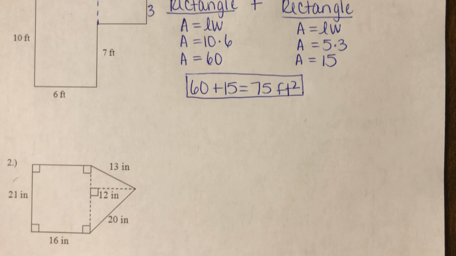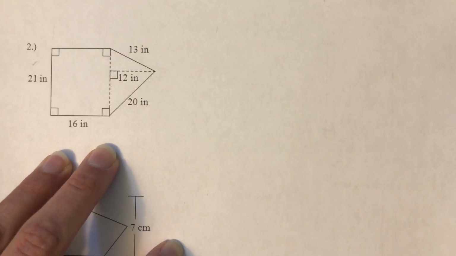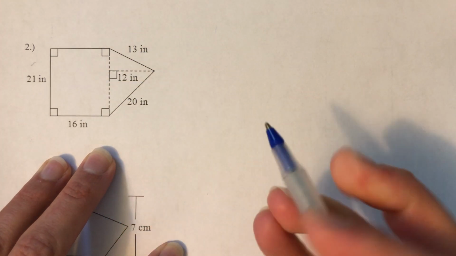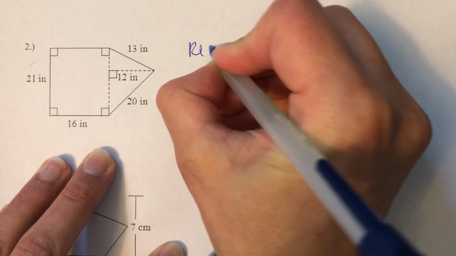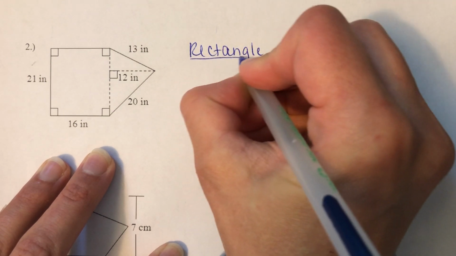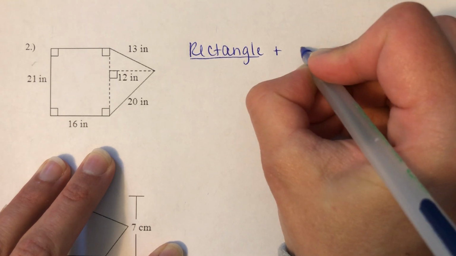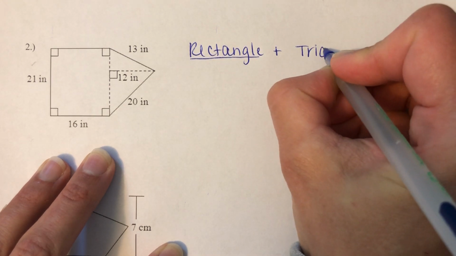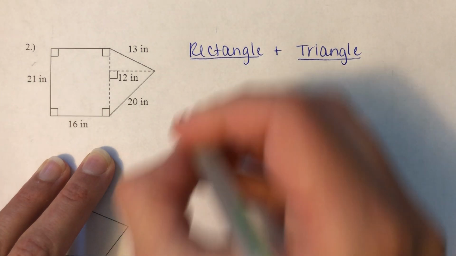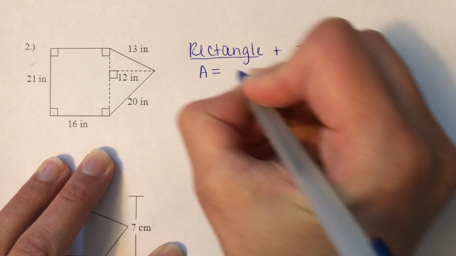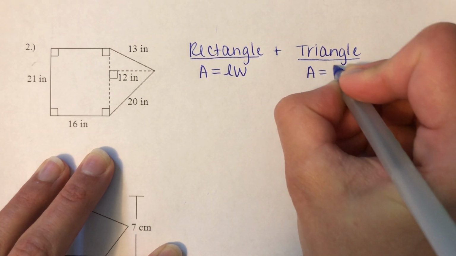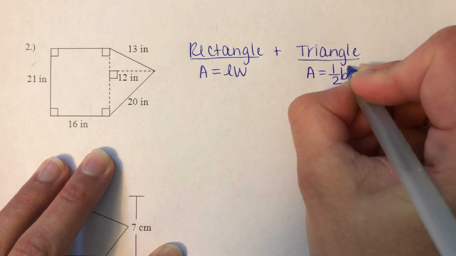All right, next example here. This time I see a rectangle and a triangle. I don't have to make any lines myself. I'm just going to write those out. Again, I'll be adding those two areas together at the end. I go to my reference sheet to get my formulas. Area for a rectangle is still length times width. Area of a triangle, that's 1/2 base times height.